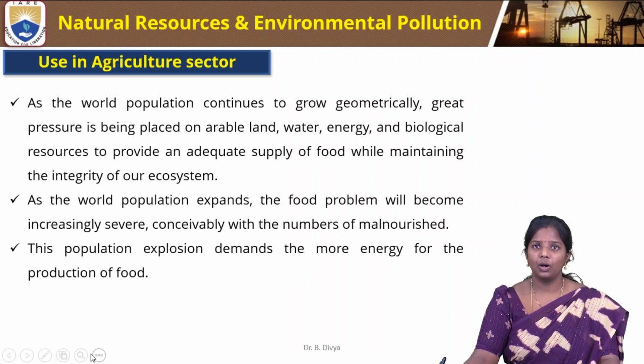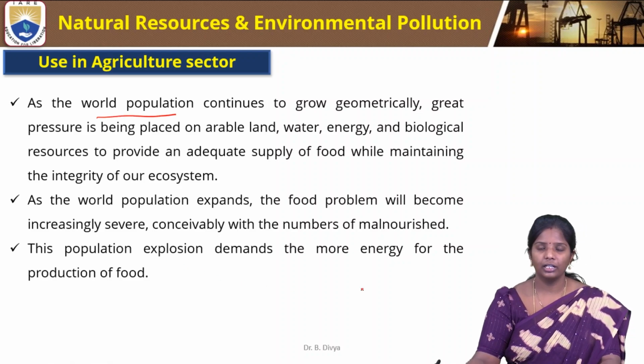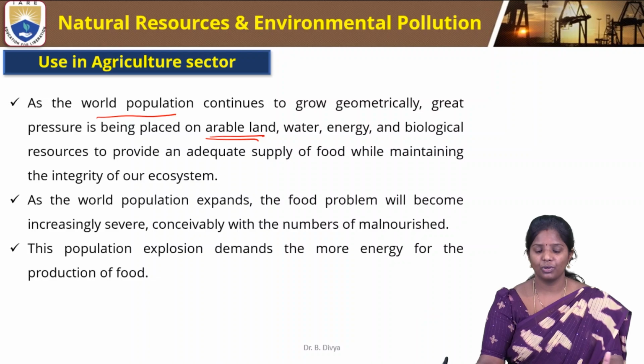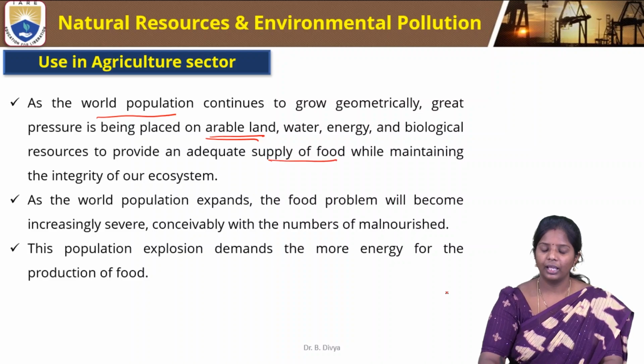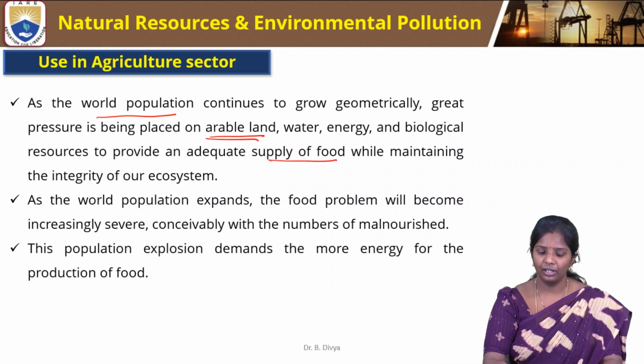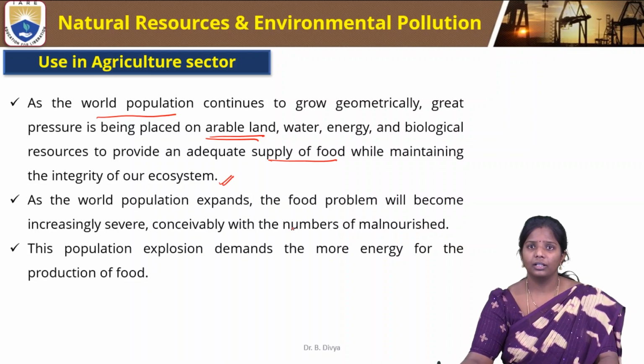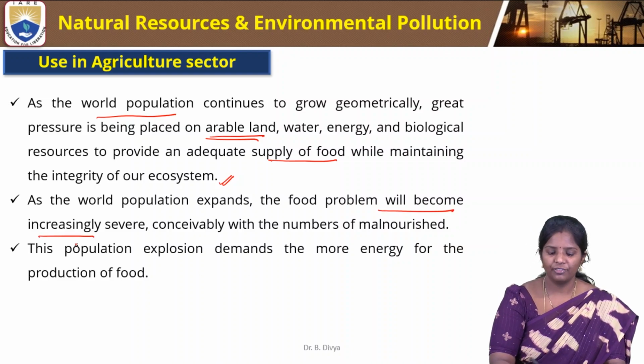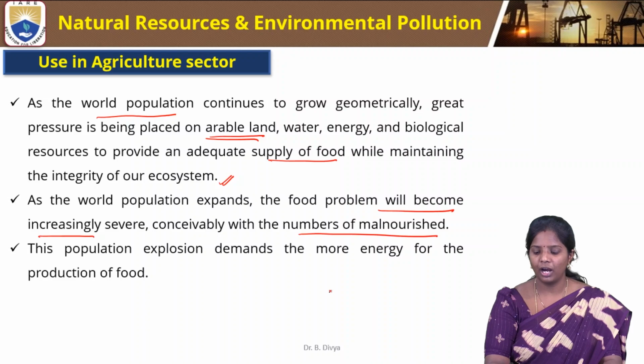So in the agriculture sector, how are we using the non-renewable resources? As the world population continues to grow geometrically, great pressure is being placed on arable land, water, energy and biological resources, which help provide people's needs, such as food, while maintaining the integrity of our ecosystem. So the demand is increasing because of the increase in population. As the world's population expands, the food problem will come into the picture and become increasingly severe, with increasing numbers of malnourished people.